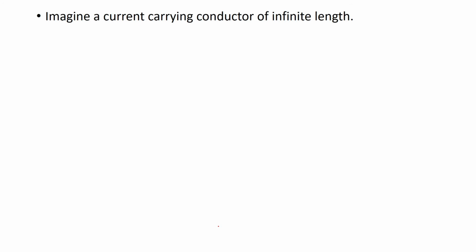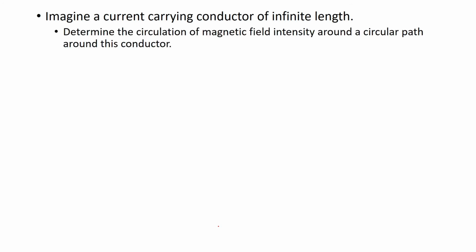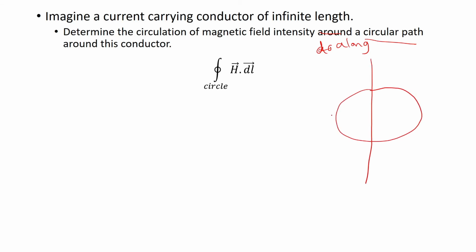Now imagine a current carrying conductor of infinite length, just like what we have done. Determine the circulation of magnetic field intensity around a circular path. Here it is along a circular path around this conductor. What I want to determine is this. The meaning of a circular path around this conductor is that the perpendicular distance rho is constant. The perpendicular distance rho does not change.